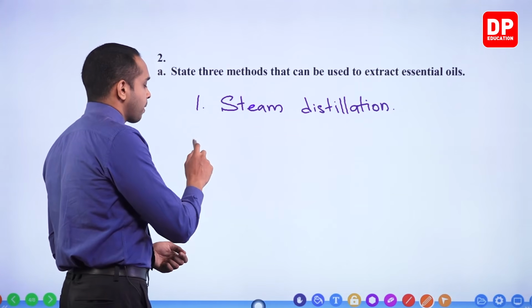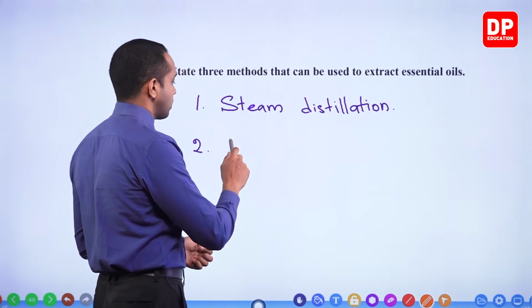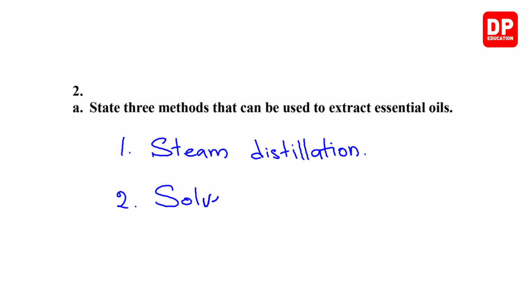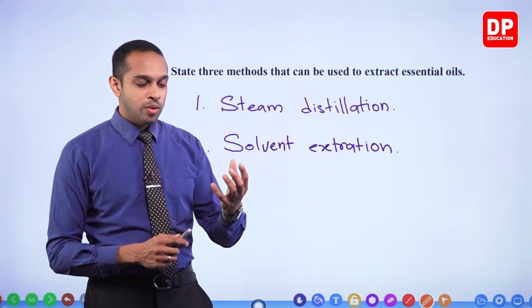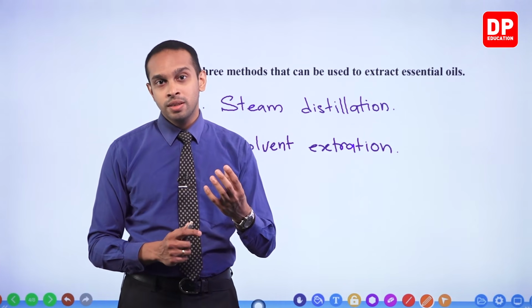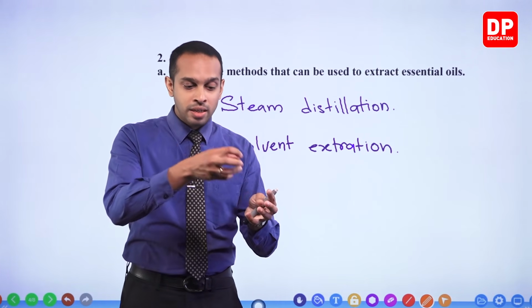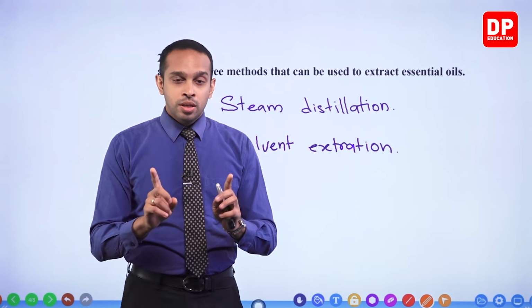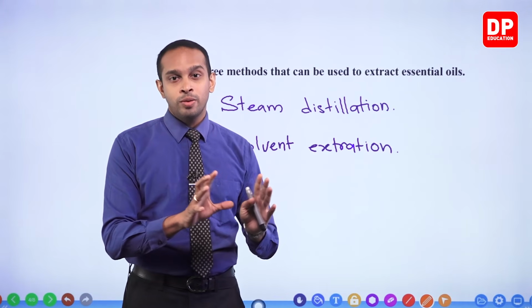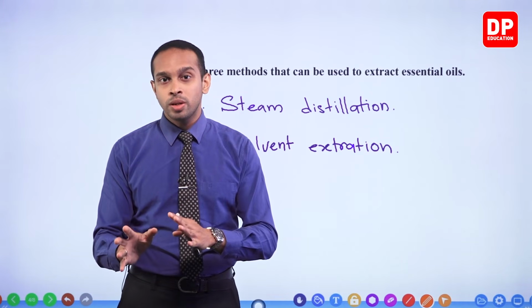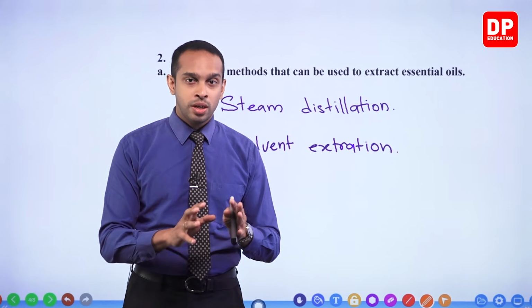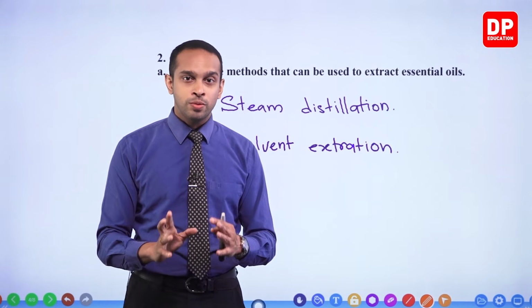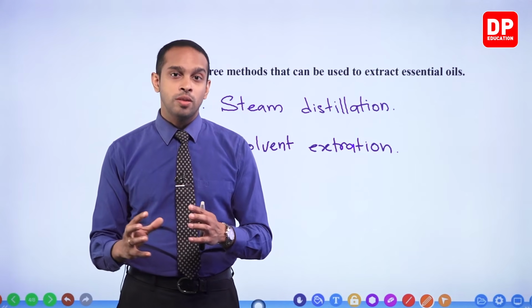And then there's another method known as solvent extraction. So in the solvent extraction process, students, we are going to take the plant material and try to extract the essential oil into an organic solvent. The essential oils that are found in plant materials are not very soluble in water. So we can't carry this process out with the use of water. We will use an organic solvent.